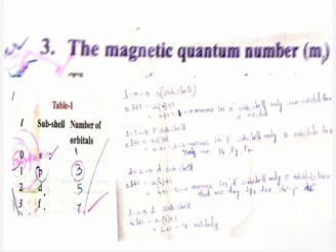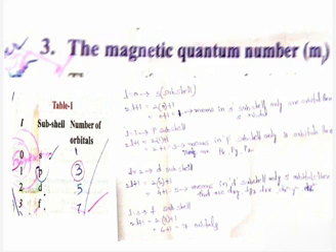If L equals 0, L equals 0 means which subshell? That is the s subshell that we discussed in the angular momentum quantum number. So this L equals 0, substitute in the 2L plus 1 formula. Why? Because M values depend on L values, no? So that's why we substitute L equals 0 in the 2L plus 1 formula.